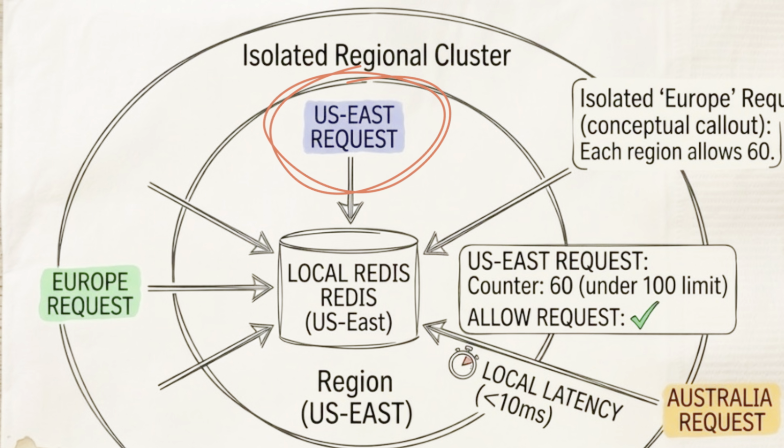60 requests in the US East region, 60 requests in the Europe region. Each region thinks you are under the limit. User sent 120. You are leaking.